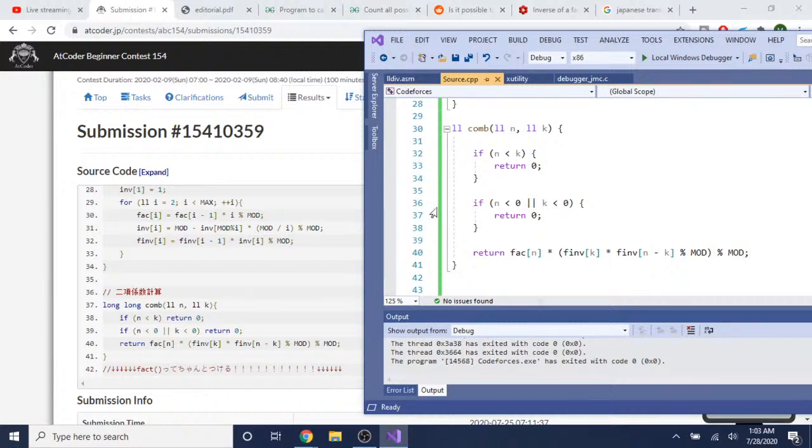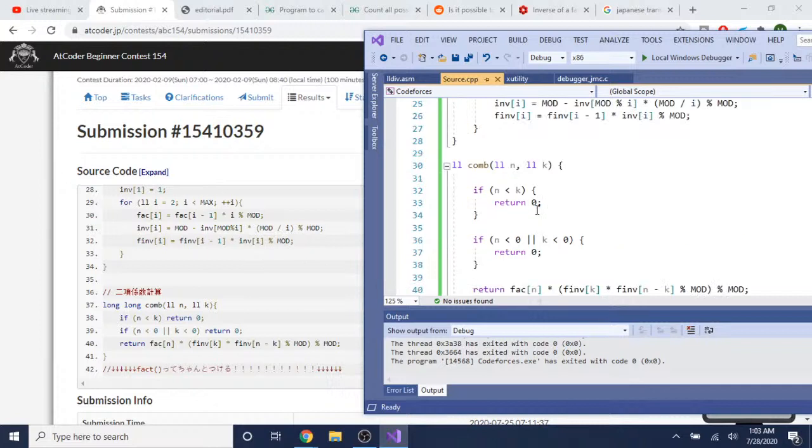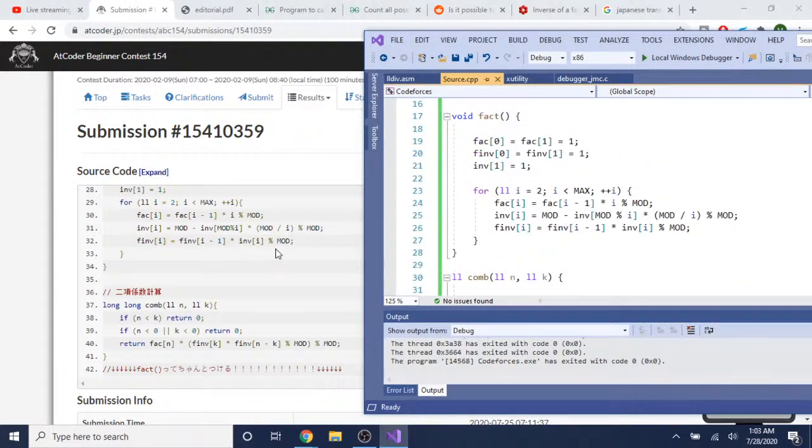k, n minus k, mod n. Oh my gosh. And fin I minus 1 times inverse of I mod n. Inverse mod n. I don't understand this code. This part I don't understand.